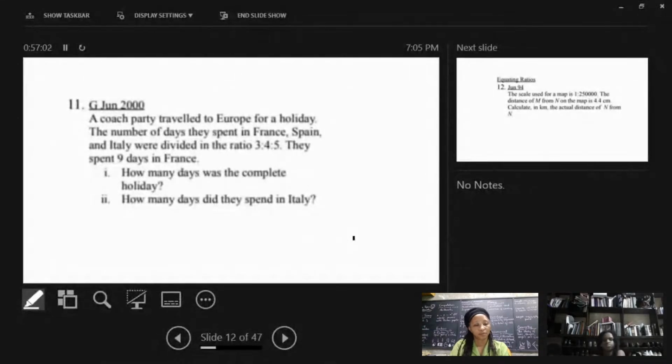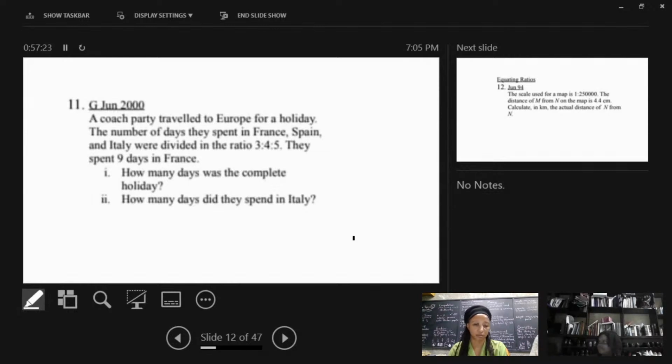A coach party traveled to Europe for a holiday. The number of days they spent in France, Spain, and Italy were divided in the ratio 3 to 4 to 5. They spent 9 days in France. I. How many days was the complete holiday?